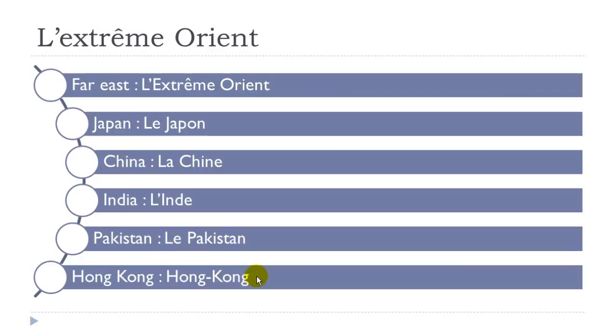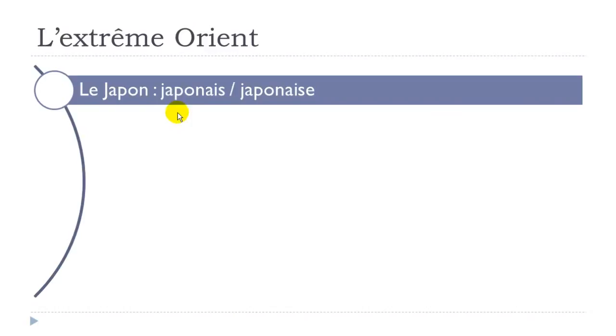Hong Kong. Okay, so let's see everything one more time here. L'Extrême-Orient. Le Japon. La Chine. L'Inde. Le Pakistan. Hong Kong. Okay, and now for the nationalities. So each time I will put the masculine form and the feminine form.